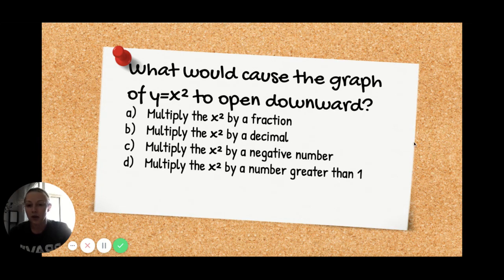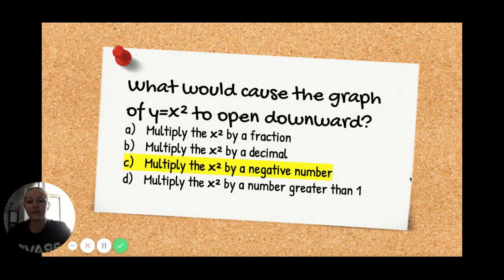So go ahead and pause, think about it. When you think you know if it's A, B, C, or D, go ahead and hit play and see if you're right. So the answer is C, a negative number, so a number that's less than 0 will cause your graph to be flipped over. And our math word for that is reflected. We actually reflect it over the x-axis.